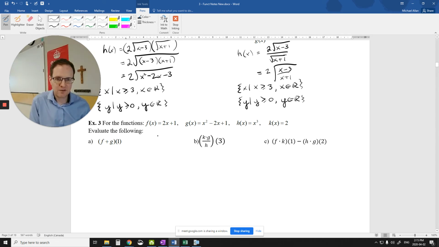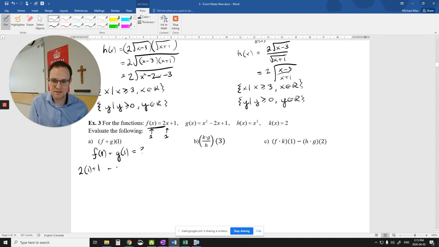Okay, so now we have 4 equations here: f, g, h, and k. We're going to put them all together, but this time we're going to evaluate them at certain points. In this situation, remember that if it says f plus g of 1, that's the same as saying f of 1 plus g of 1. And then I want to know what that's equal to. So we just evaluate both individually. f of 1 is 2 times 1 plus 1. That's just this equation where I put a 1 in, so all the x's turn to 1.